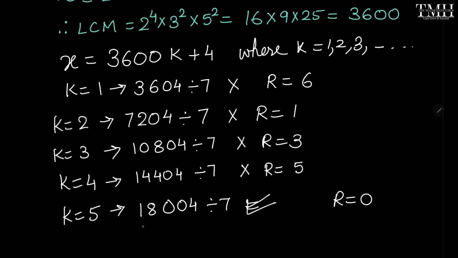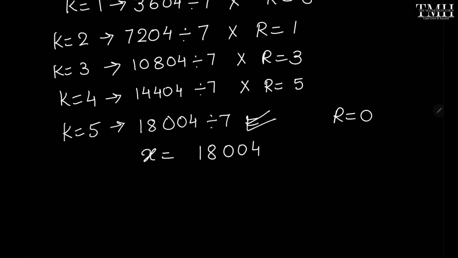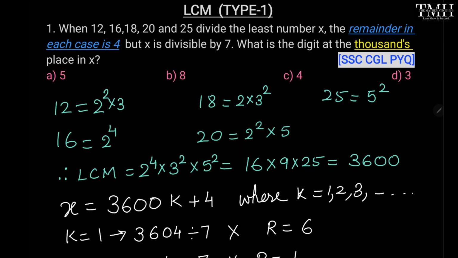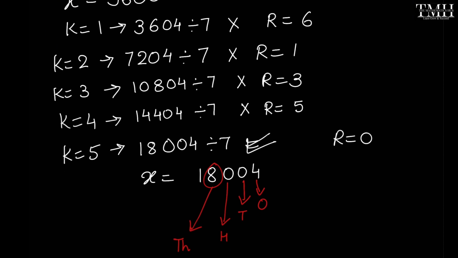So the smallest value of x is equal to 18,004. Now the final step towards the solution of this question is to find the digit at the thousands place. Ones place, tens place, hundreds place and thousands place. So the answer will be 8. So viewers, you have got the detailed solution of this question in the conceptual manner.